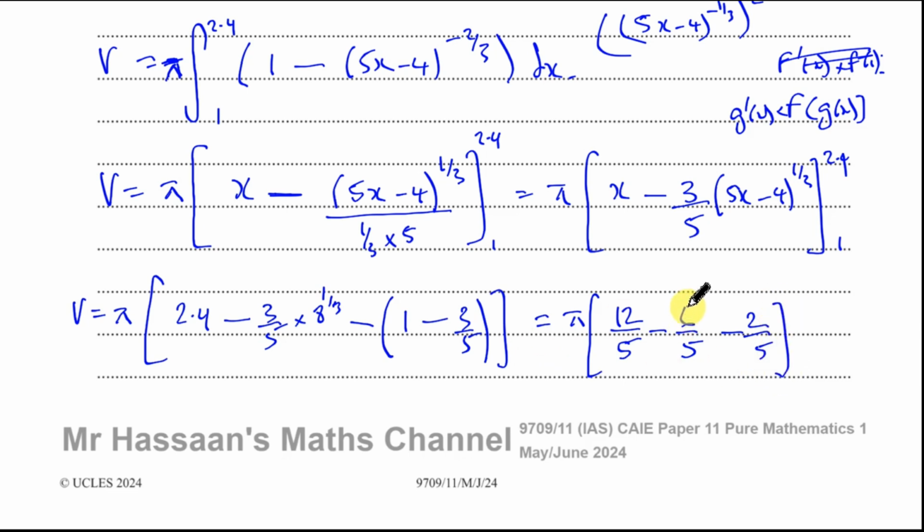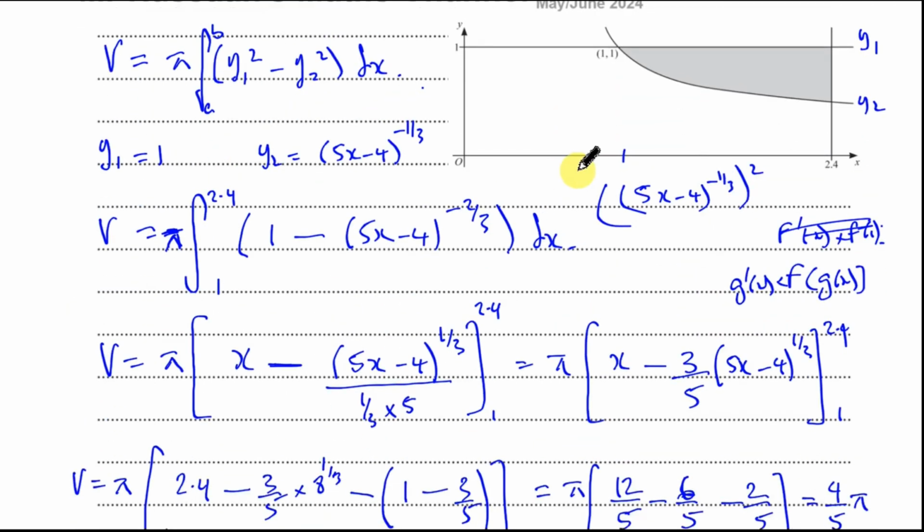We could put this in the calculator and get the answer anyway. So that's 12 minus 6, which is 6, 6 minus 2, which is 4. So we're left with 4 over 5. Don't forget the pi, and this is units cubed. So there's your answer, 4/5 pi, units cubed. So that's how we deal with these questions.